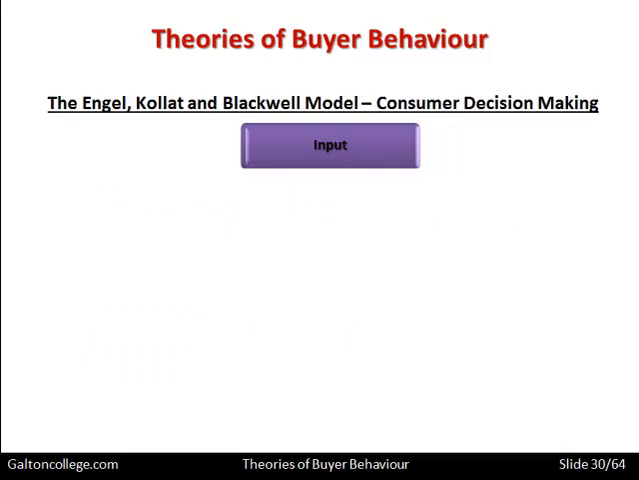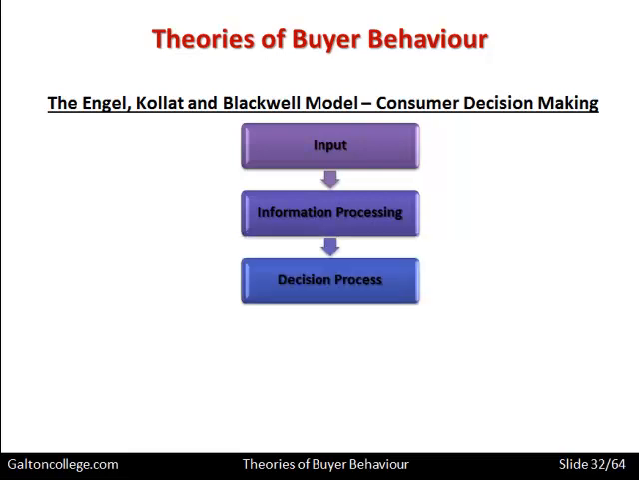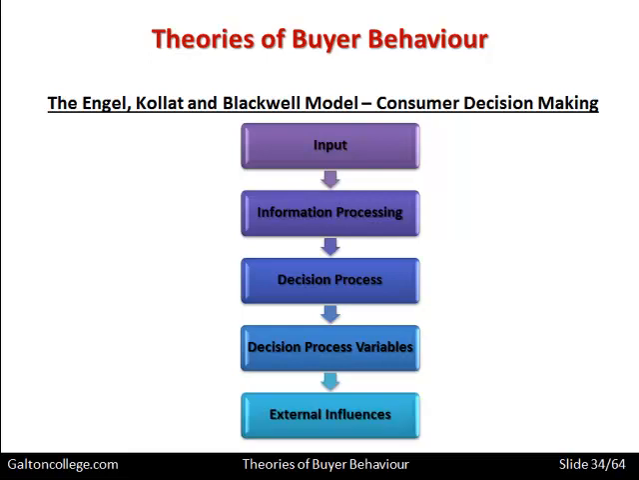So we have inputs, and we'll talk about these throughout the rest of the video. We have inputs, all the inputs about the product and about different influences upon us. Information processing, we go through all sorts of processing to try and work out what to do. We have a decision process. What should we do, having processed the information? We have all the variables that need to be taken into account, and we have the external influences, the ones outside of the decision itself, but which may nonetheless be relevant and impinge upon our decision.